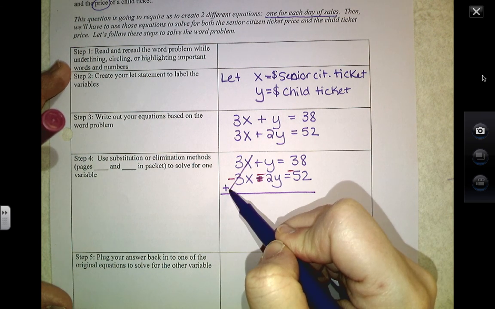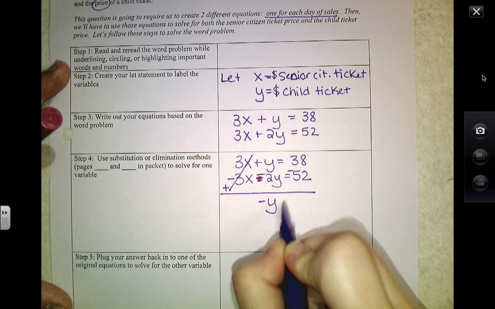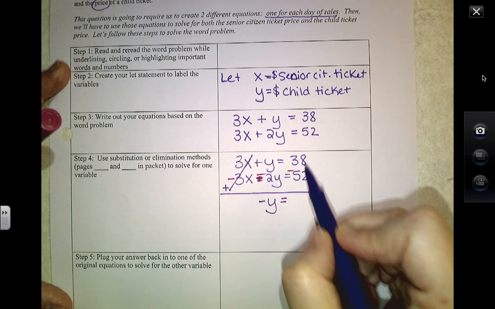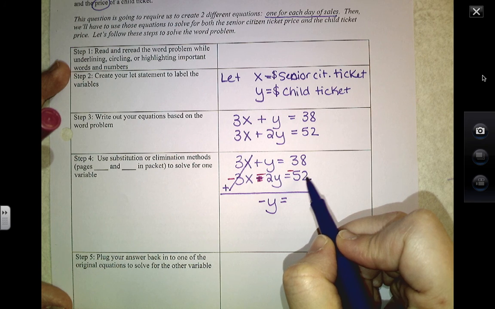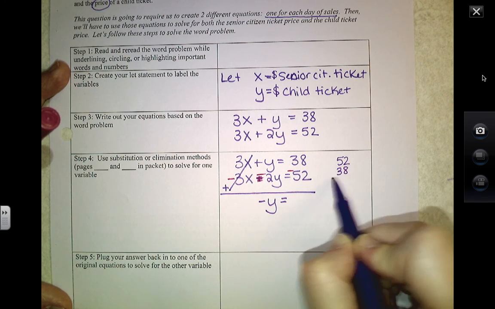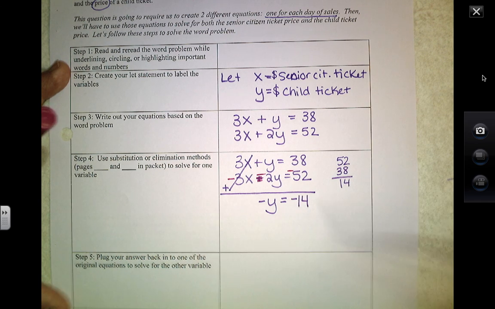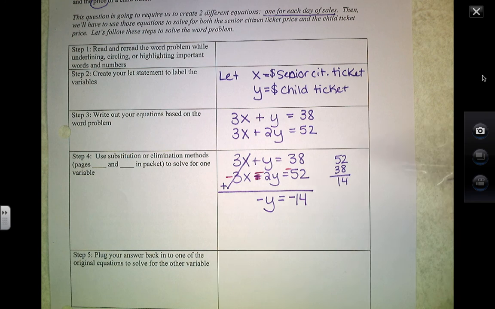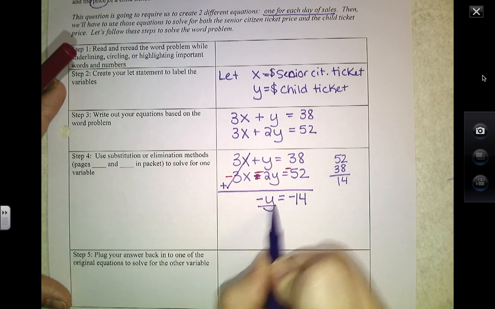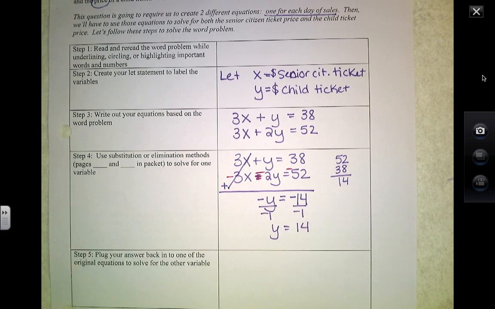My x's are going to cancel out. Positive y and negative 2y add up to negative y, and 38 and negative 52 add up to, how about this, I didn't bring a calculator over here, so I'm going to go ahead and subtract them real quick, 14. So that's going to be a negative 14 because the bigger number is negative. You can, of course, use a calculator to do that part. To get y alone, we're going to divide by negative 1, and y is equal to 14.